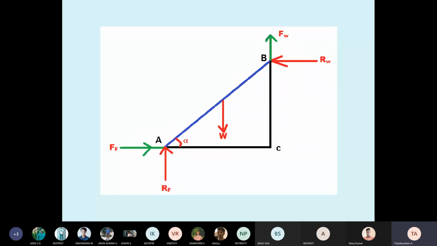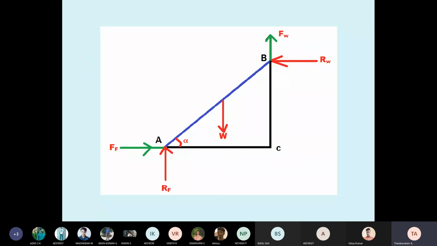See here, the next diagram. At A, I introduced FF. What is FF? Friction at the floor, acting to the right side. Why the right side? Because the ladder goes to the left side at A. Then I introduced RF. What is RF? Reaction at the floor. The ladder is touching the ground. Newton's third law says every action has an equal and opposite reaction. Therefore, the reaction is perpendicular, vertically upward. RF, reaction at the floor.